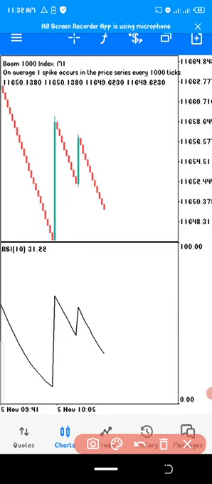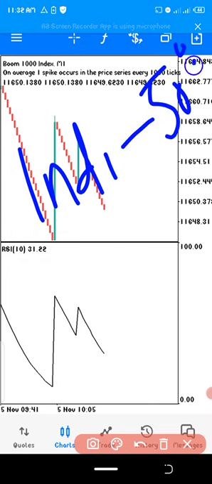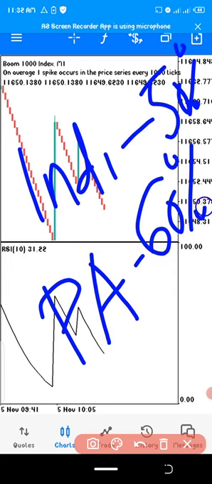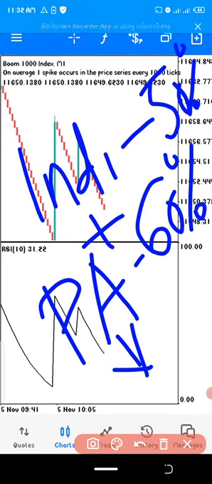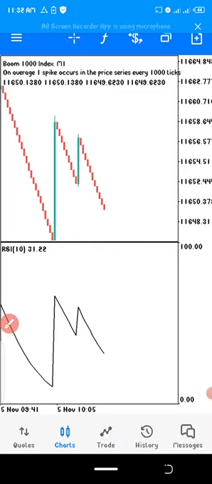So let me just show you something. If your indicator is going to give you a 50% win rate and your price action is going to give you a 60% win rate, now if you combine both of them, there is a chance that the overall win rate you are going to be getting in the market is going to be greater than 50% and greater than 60%. You can have at least an 80% overall win rate when you combine both of them. So that is what we're going to be doing in this video.